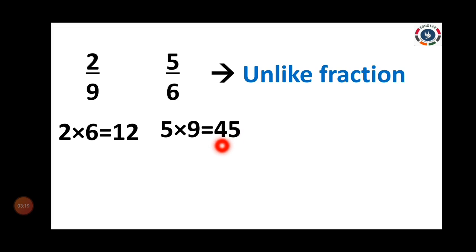So 45 is the greater value, isn't it? So it is on which side, left side or right side? Right side. So you should open the mouth towards the right side. Okay. Which is greater here? 45 is the greater. So you should open the mouth towards that number. So 2 by 9 is less than 5 by 6.